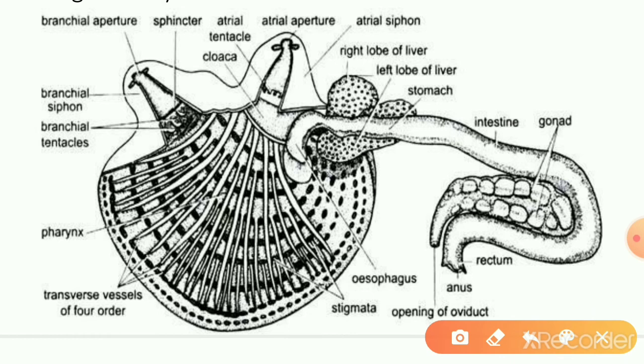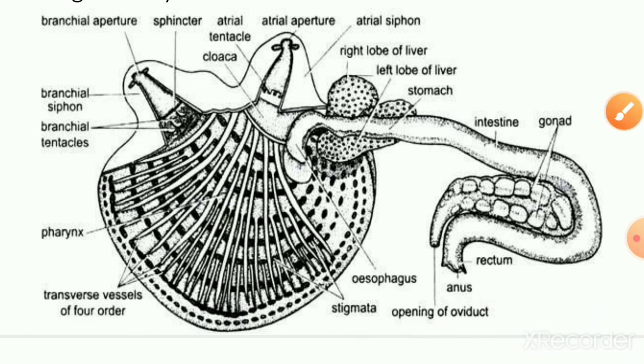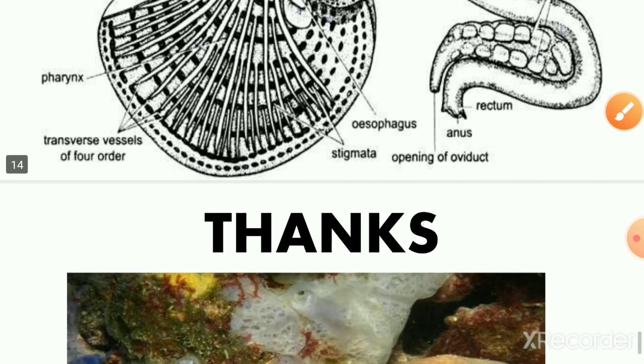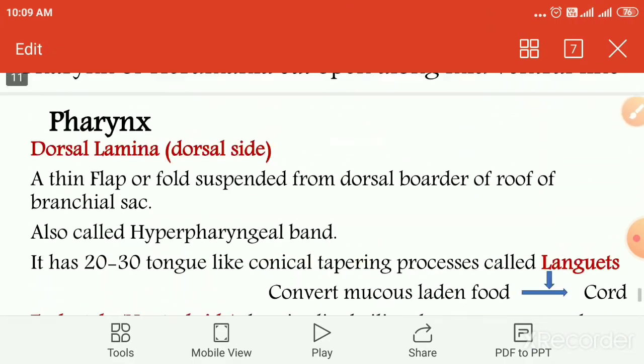And the undigested food goes into the rectum, is stored for some time and then finally opens via the opening called anus. So this was the digestive system of the Herdmania.